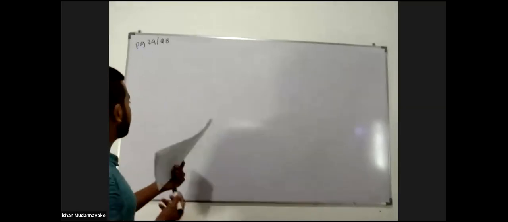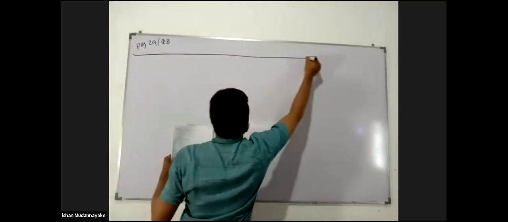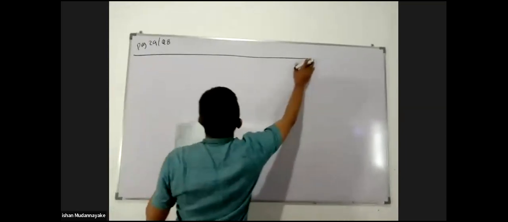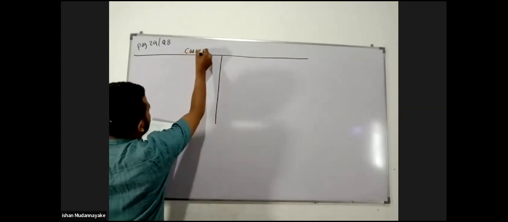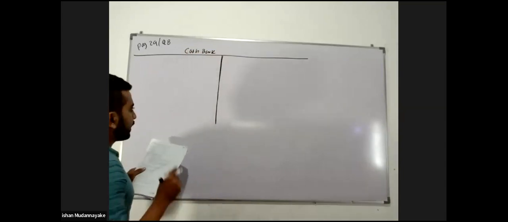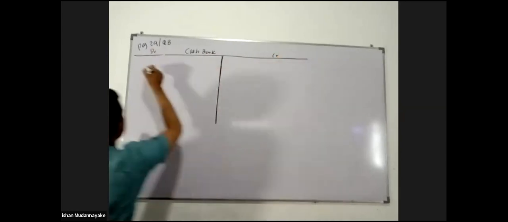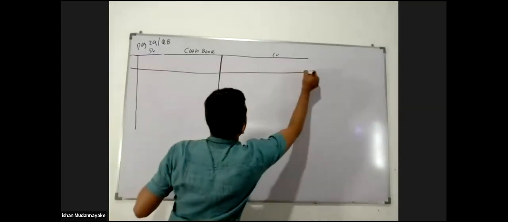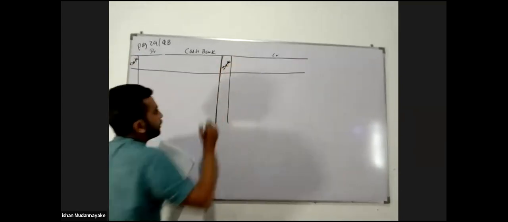Here, prepare the cash book with discount columns. This is the cash book of the business organization. The cash book has two sides, the debit side and the credit side. Here we have the cash received date and the cash paid date.